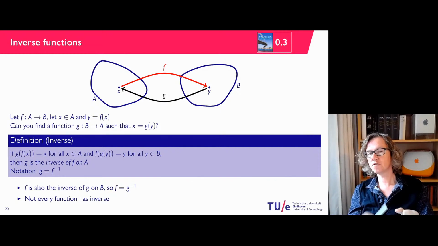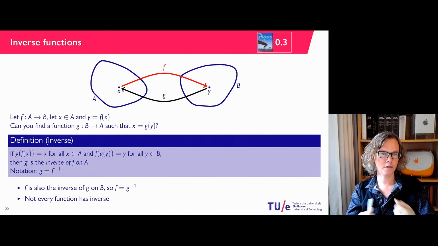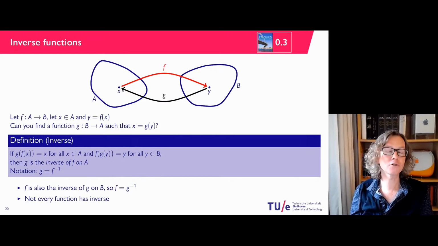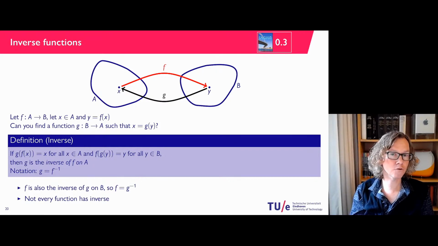Now, if g is the inverse of f, f is also the inverse of g. They are pairs. F and g are pairs. So f is g inverse. And as I said, not every function has an inverse. Think of student and age.